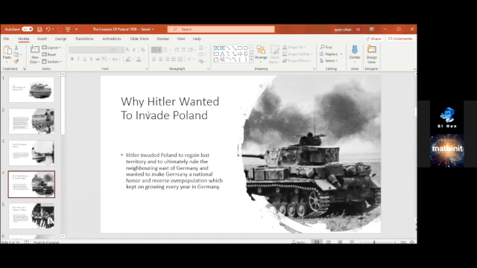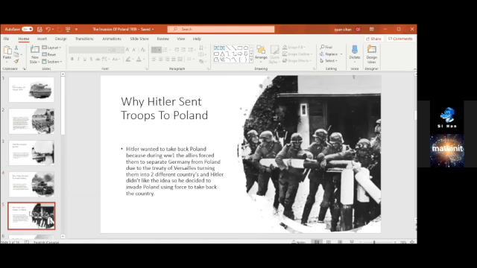Why Hitler wanted to invade Poland. Hitler wanted to invade Poland to regain lost territory and to ultimately rule the neighboring east of Germany, and wanted to make Germany a national honor and reverse the overpopulation which kept on growing every year in Germany.